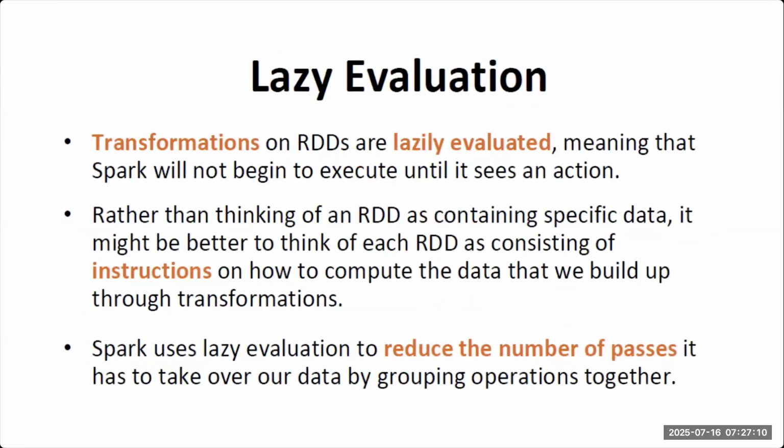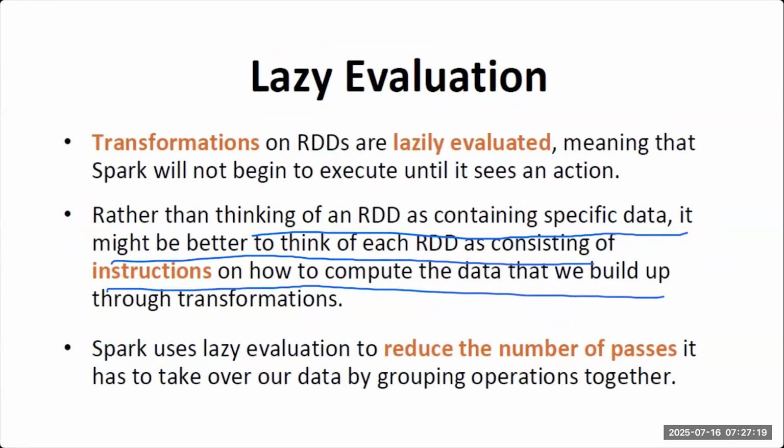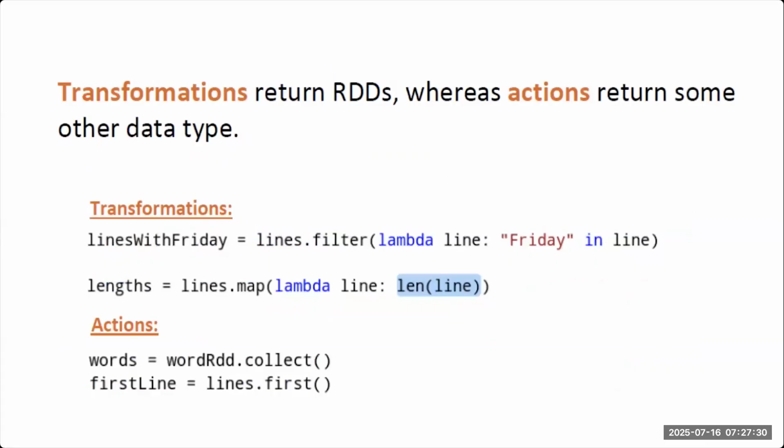So that's what I mentioned. Rather than thinking of an RDD as containing specific data, it might be better to think of each RDD as consisting of instructions on how to compute the data that we are building through the transformations. So transformations won't do anything until you perform the action. Transformations return an RDD, so if I'm doing a filter, it will return another RDD, whereas an action will return some other data type.